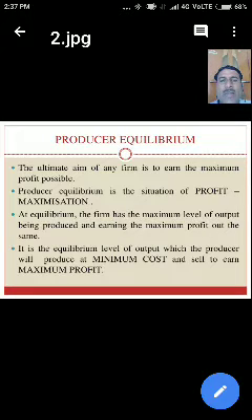It is the equilibrium level of output which the producer will produce at minimum cost. Where the cost is minimum, the producer's profit will be maximized and he earns maximum profit.